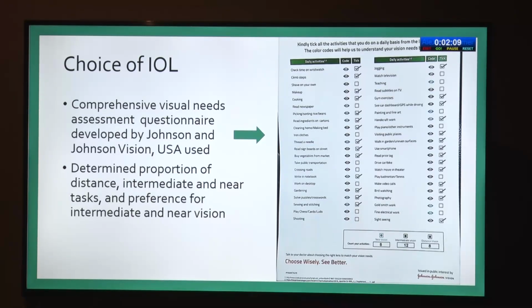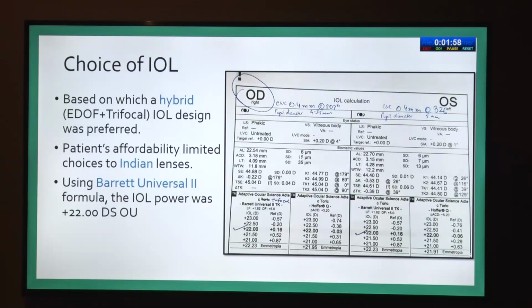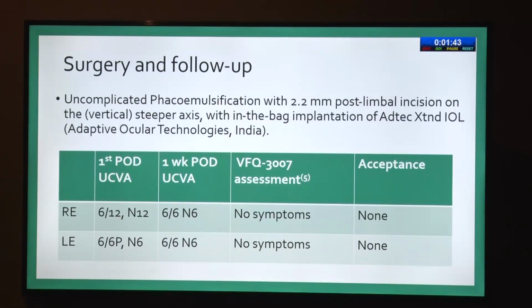And then the comprehensive visual needs assessment questionnaire by J&J was used to determine the proportion of her tasks and preference for near and intermediate vision. So based on this, a hybrid EDOF plus trifocal IOL design was preferred, and because the patient's affordability limited the choices to Indian lenses, using a Barrett Universal 2 formula with a plus 22 diopter lens, uncomplicated phacoemulsification was sequentially done in her 2 eyes.